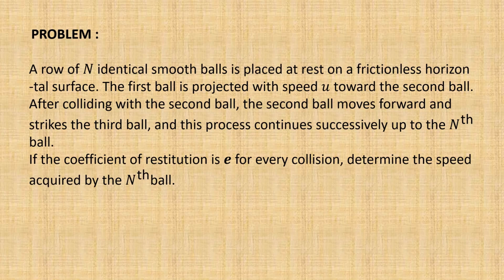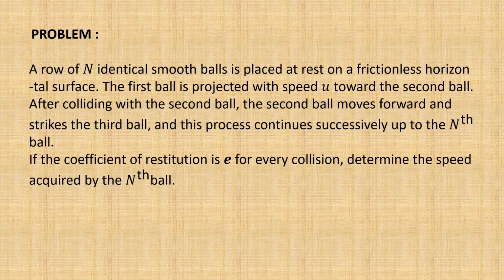Alright students, today we are going to solve a very beautiful problem, and the problem says n identical balls are placed at rest on a frictionless horizontal surface. The first ball is projected with speed u towards the second ball. After collision, the second ball moves and hits the third one, third hits the fourth, and so on, and this continues all the way up to the nth ball. The coefficient of restitution for every collision is E. We need to find the speed acquired by the nth ball.